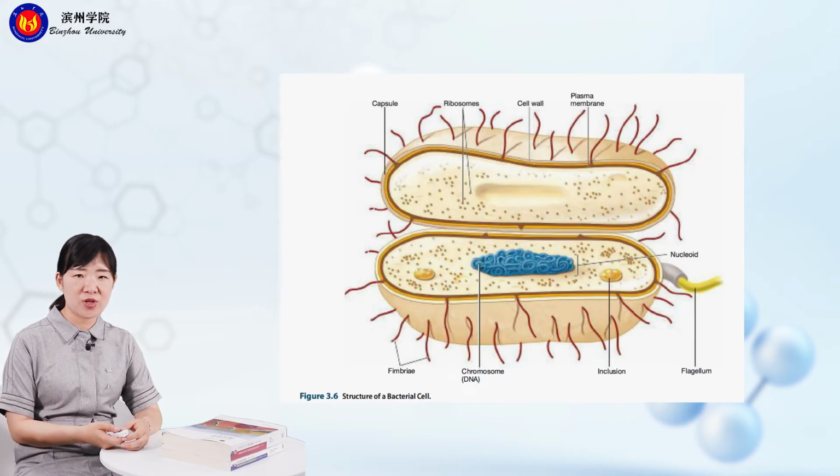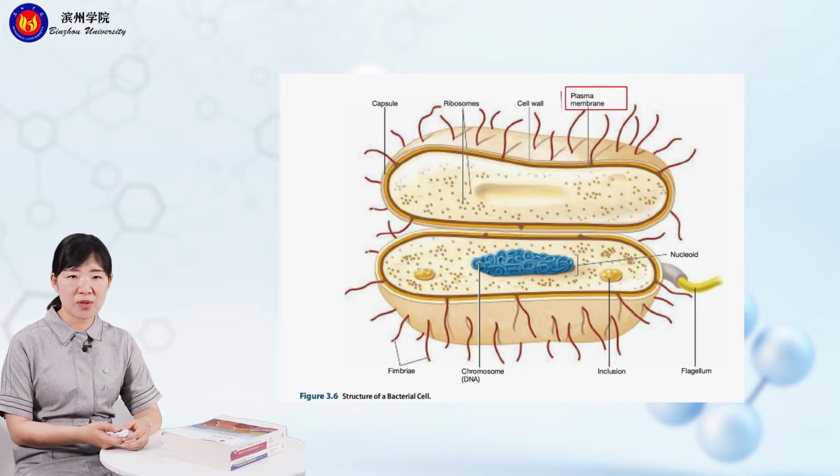This picture shows the structure of a bacterial cell. Bacterial cells are often surrounded by several layers, which are collectively called the cell envelope. The innermost layer of the cell envelope is the plasma membrane. You can see it on the picture, which surrounds the cytoplasm.